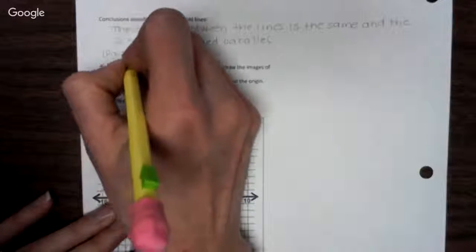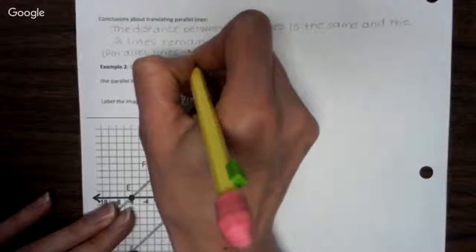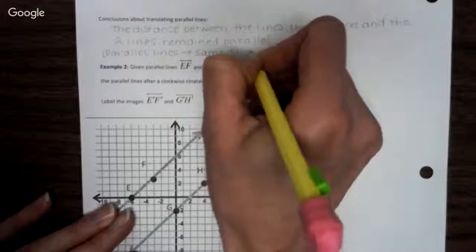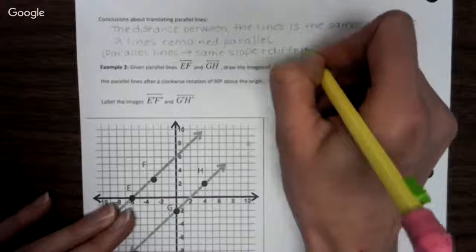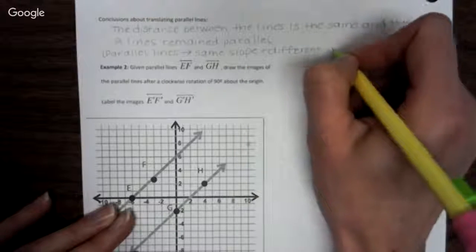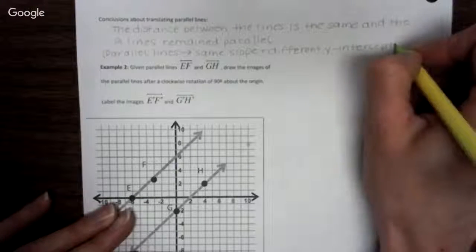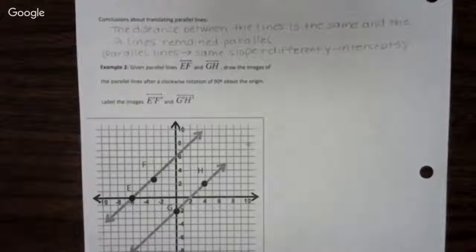Now, I just want to remind you that parallel lines always have the same slope and different y-intercepts. Remember, we learned that a couple modules ago. And if you were to look at the equation that we came up with, you're going to notice that they had the same slopes, different y-intercepts.